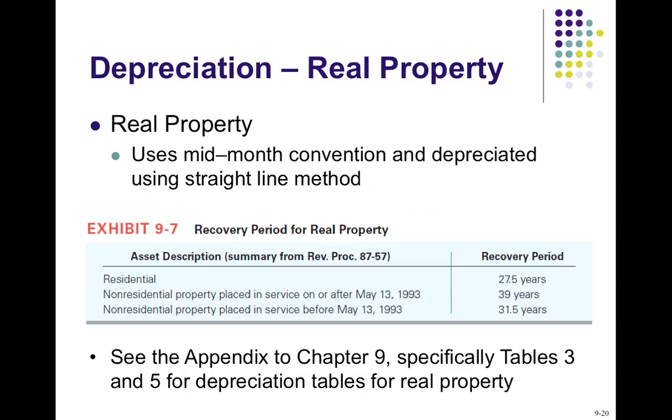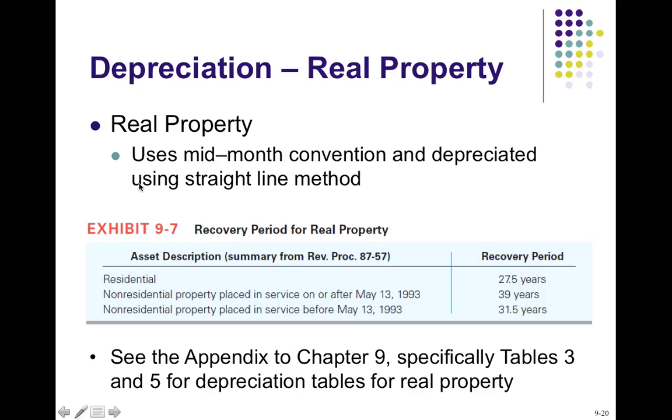Okay. So the final slide is looking at depreciating real property. So for real property, we still call it MACRS. We still say we're depreciating it using an accelerated system, but we're actually not. Okay. So for real property, we're going to use the straight line method, and we're going to use something called the mid-month convention. What does that mean?